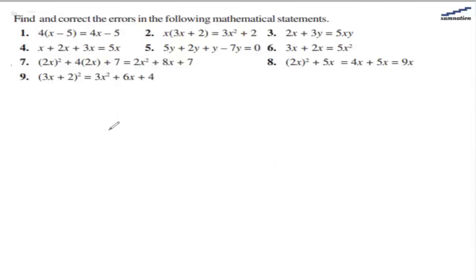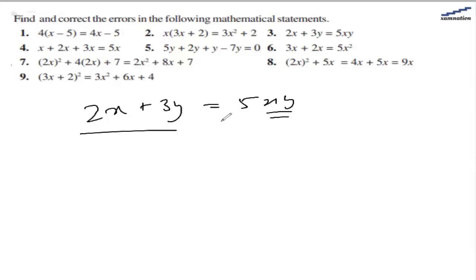The third part, we have 2x plus 3y, that is equal to 5xy. So here, as you can see, we are adding two terms and both have different variables x and y. And here we have just taken the product of these two. So this is incorrect, and 2x plus 3y will be equal to 2x plus 3y, and these terms won't be multiplied.